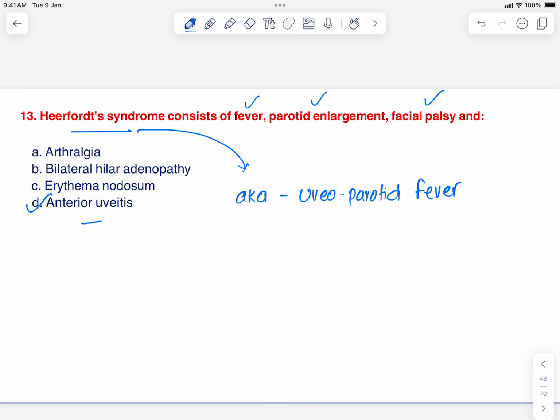Right, it is also known as the uveo-parotid fever, and this is the variant of sarcoidosis. This comprises fever, parotid enlargement, facial palsy, and then ocular involvement in the form of the anterior uveitis. All right, next question.